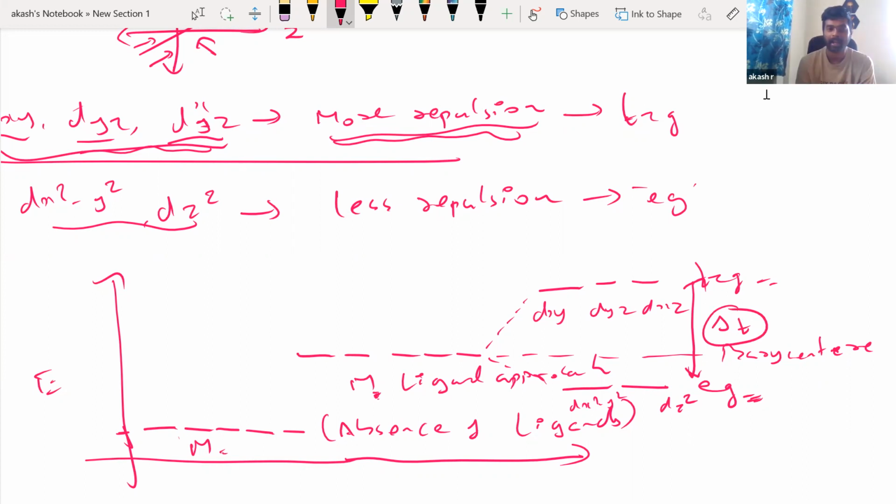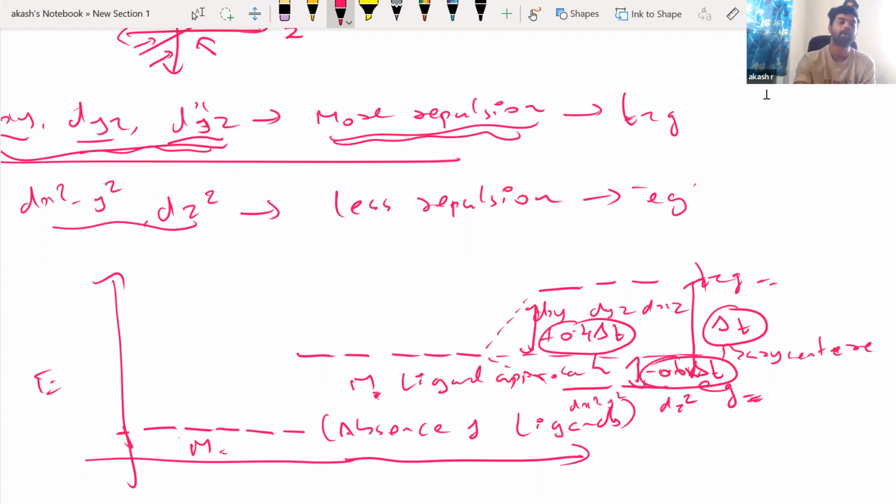Okay, right. And this time, this is going to be plus 0.4 del T, and the energy difference between the barycenter and your EG is going to be minus 0.6 del T. Exactly ulta, right? Whatever you saw in the case of octahedral, exactly make it ulta.